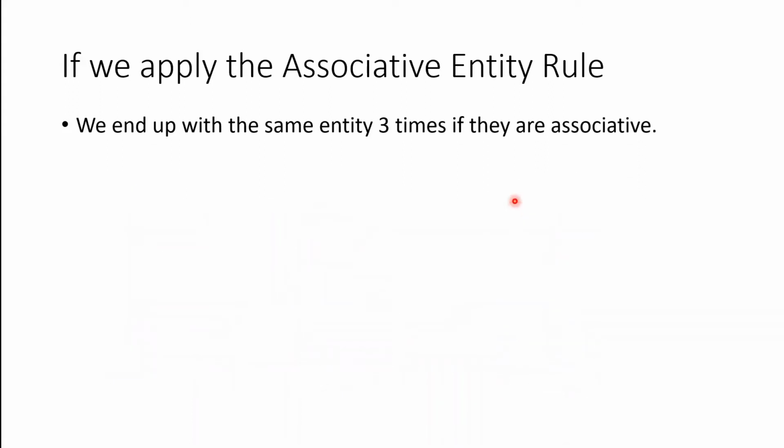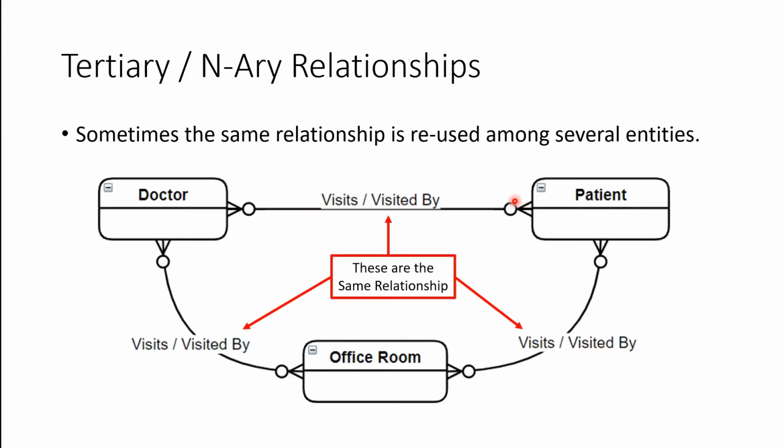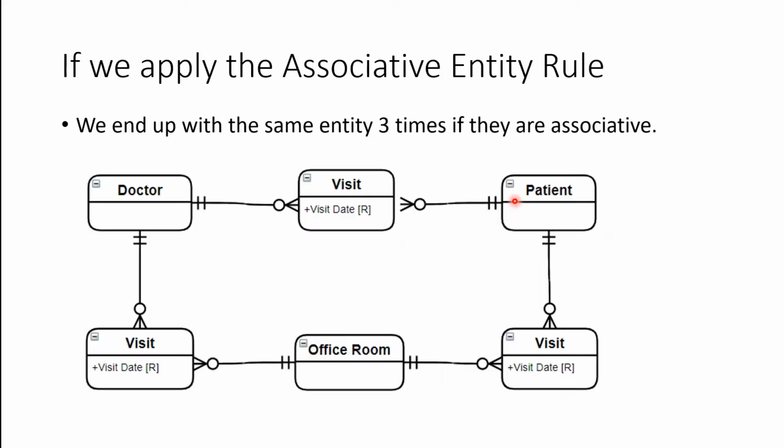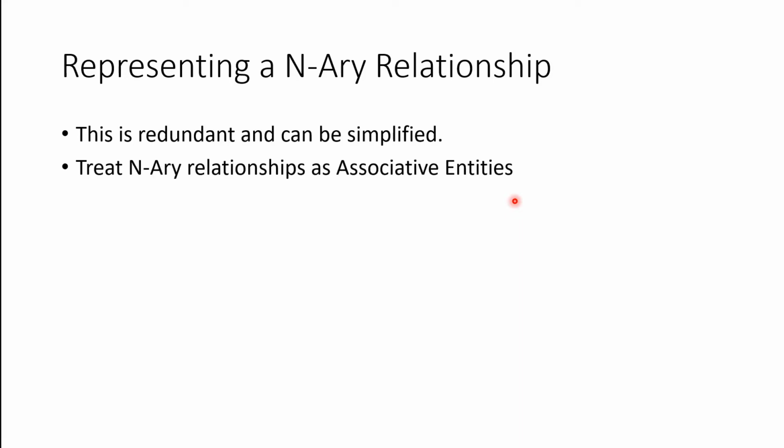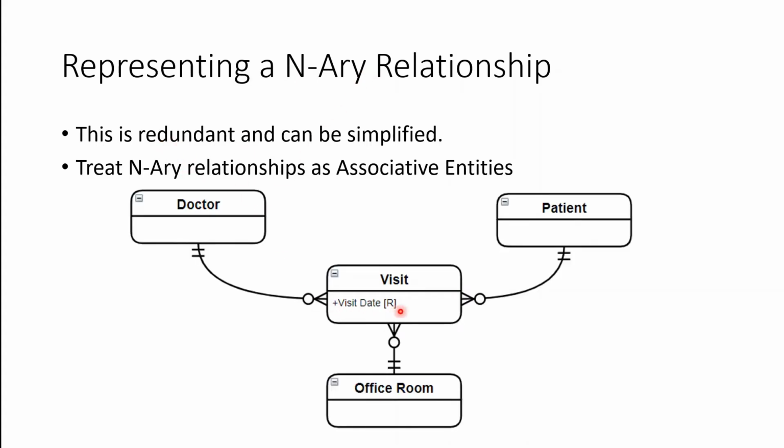So whenever you see this, you should represent it as follows. You should treat it as an associative entity between all three entities in this case. It could be 4 entities or 5 entities. That's why I say N-ary. It could be tertiary, quaternary, etc. And basically, you treat visit as the associative entity, and then all these others are one-to-many. It might not conceptually sit well with you, but it will implement correctly in a variety of databases.